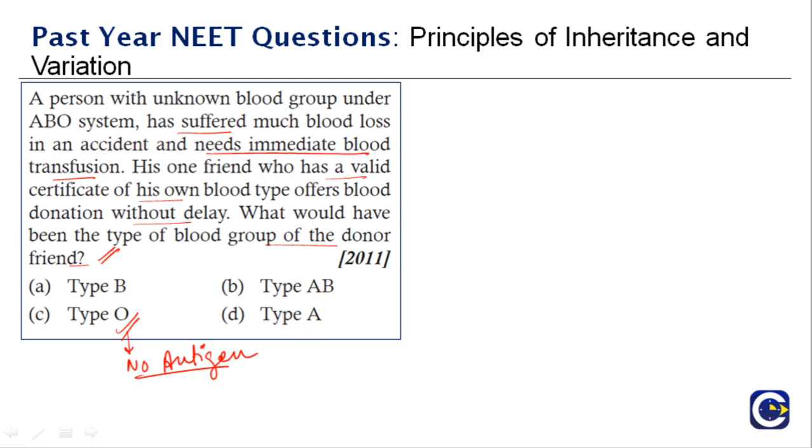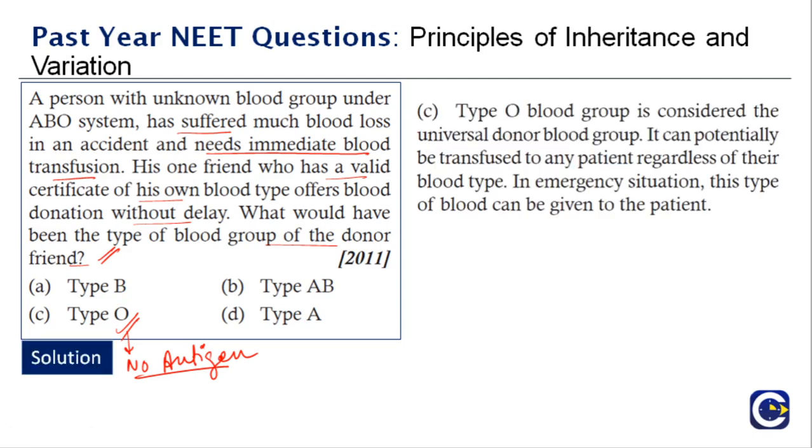You see, there are similar questions repeating over the years. So type O blood group is considered the universal donor blood group. It can potentially be transfused to any patient regardless of their blood type. In an emergency situation, this type of blood can be given to the patient. So the answer is C, type O.